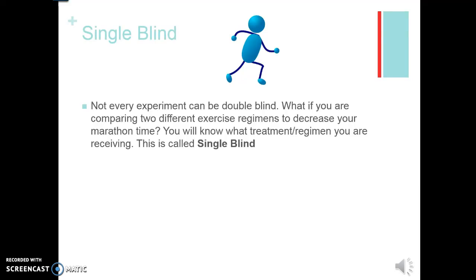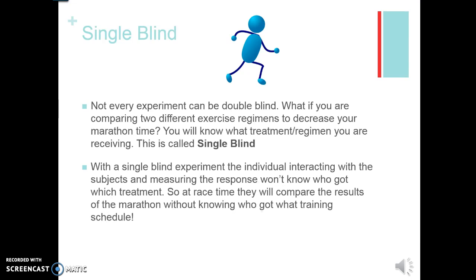Sometimes it makes things a little bit easier because it can be difficult to do a double-blind experiment. What if we're comparing two different exercise regimens to decrease our marathon time? If you have two different exercise regimens for group 1 and group 2, then obviously the people doing them are going to know which regimen they're doing. So this is considered a single-blind experiment. Maybe the people looking at the marathon results don't know who got which treatment. So the people measuring the response don't know, therefore that's single blind.